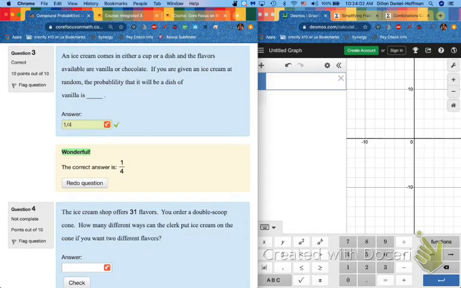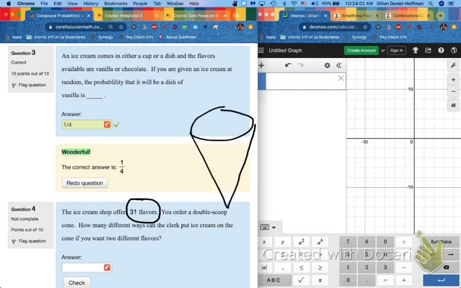But now let's talk about a problem that's also ice cream. The ice cream shop offers, I have 31, remember, use your number, 31 flavors. You order a double scoop cone. How many different ways can the clerk put ice cream on the cone if you want 2 different flavors? All right, so for this problem, I'm going to draw a cone.